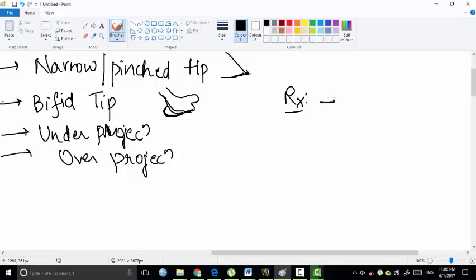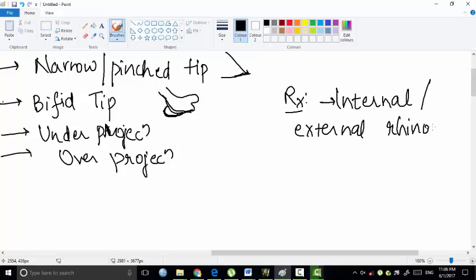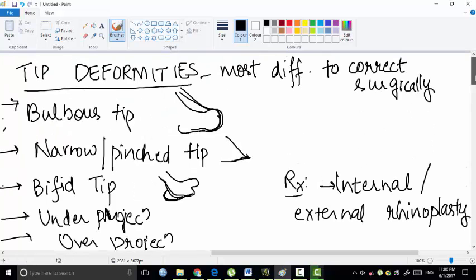So how do you correct all the tip deformities? These tip deformities can be corrected either by internal or external rhinoplasty. Rhinoplasty is the only procedure which is most widely used for the deformities of the nose. So internal or external rhinoplasty. If it's the bulbous tip, how do you correct the bulbous tip?